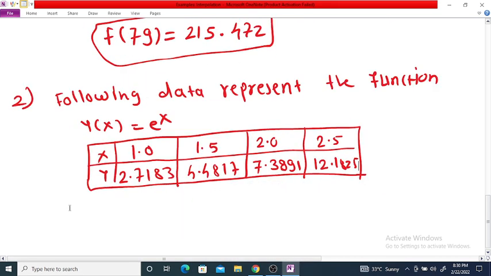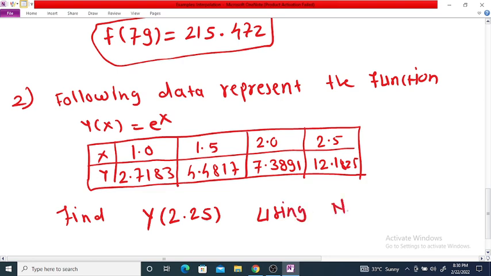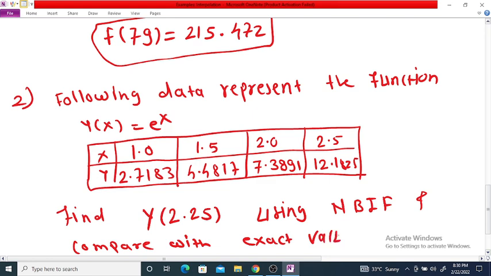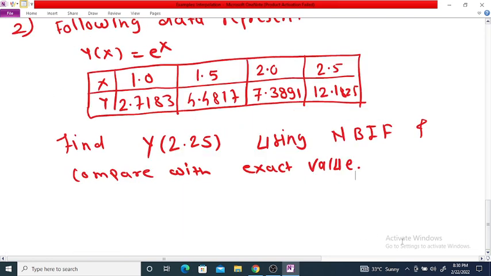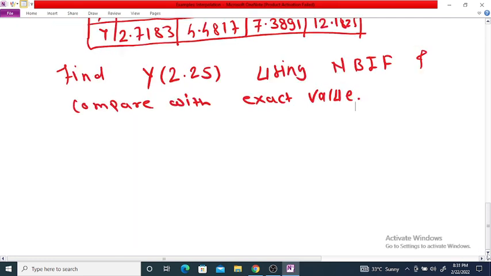Find the value of y of 2.25 using the Newton backward interpolation formula, and compare with the exact value. So now we want to determine this. In the previous example we applied the Newton forward interpolation formula. Here we want to use the Newton backward interpolation formula.